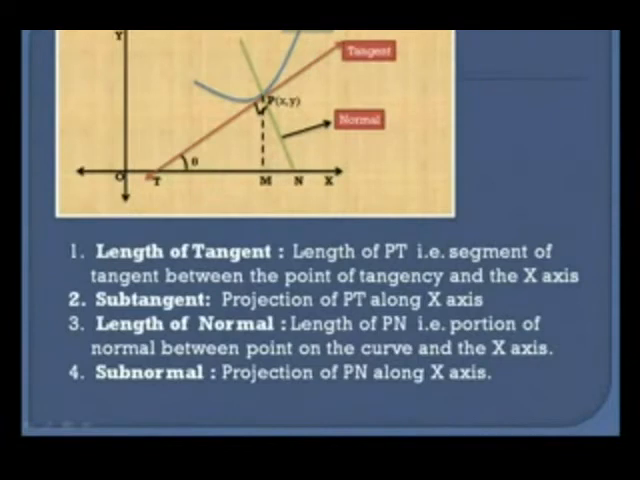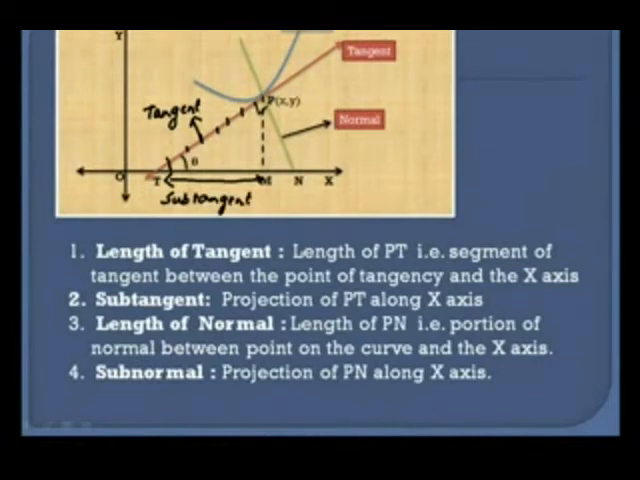Now the first is length of tangent. The length of tangent, that is PT, is the segment of tangent between the point of tangency and the x-axis. So this portion represents the length of tangent. Now what is subtangent? Subtangent is the projection of this segment along the x-axis. So this portion becomes the subtangent, which is the projection of the tangent along the x-axis.